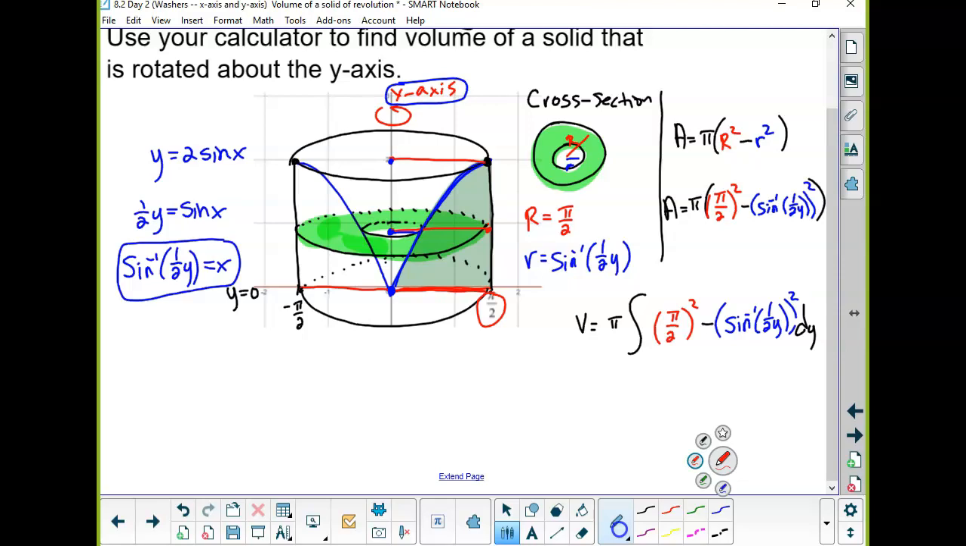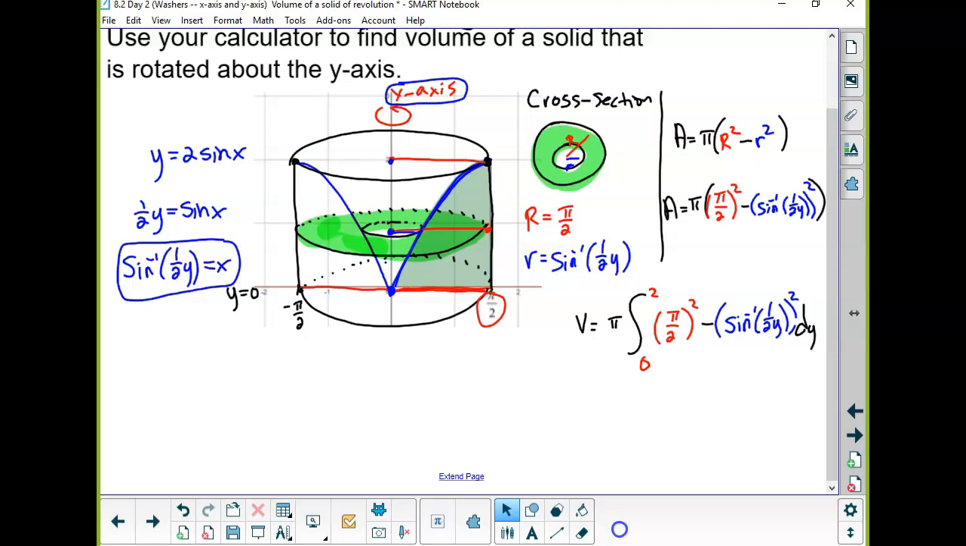That's another thing that kids make errors on. What are the bounds here? They have to be in terms of y, so what's the lowest y value I hit? 0. What's the highest y value I hit? And then this one, we would do in our calculator anyways. So go ahead and give that a shot.